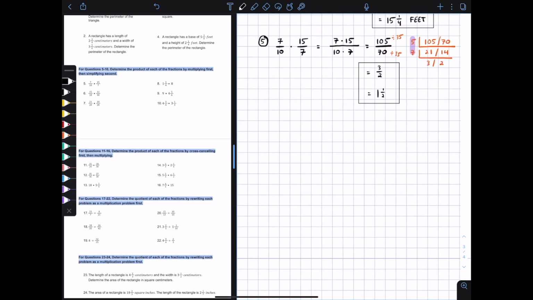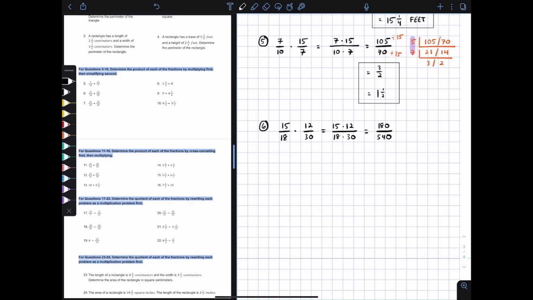Let's try number 6 here. For number 6, we have 15 over 18, and we're going to go ahead and multiply that by 12 over 30. So we'll go ahead and multiply 15 times 12 on top, and we'll multiply 18 times 30 on bottom. Okay, so 15 times 12 on top, I think that should get us 180. Okay, and then 18 times the 30 on bottom, I think that's 540.